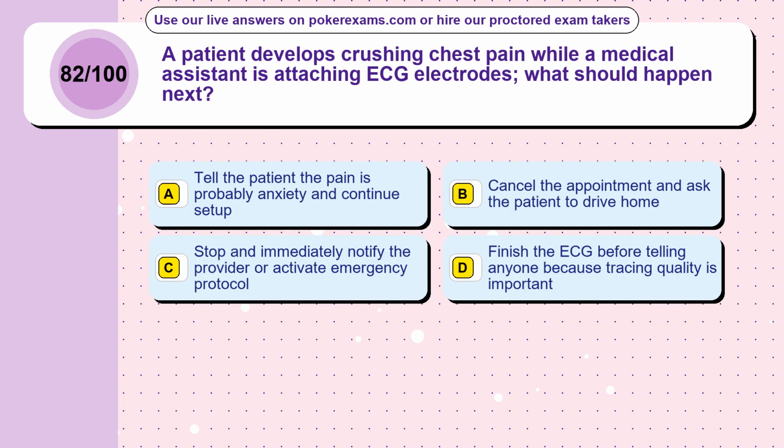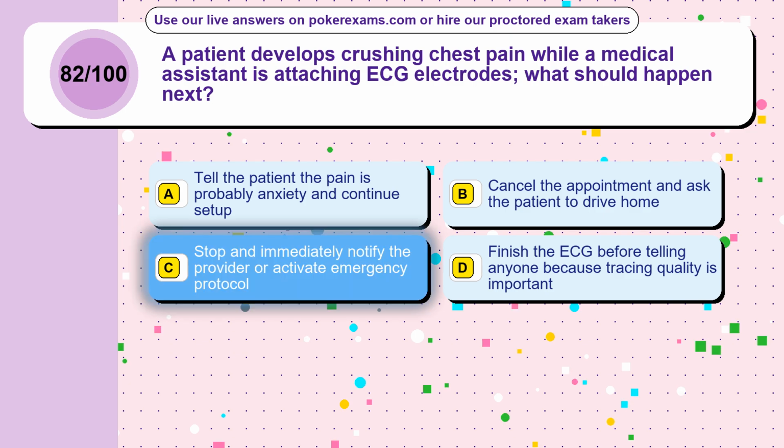Question 82. A patient develops crushing chest pain while a medical assistant is attaching ECG electrodes. What should happen next? Option A. Tell the patient the pain is probably anxiety and continue setup. Option B. Cancel the appointment and ask the patient to drive home. Option C. Stop and immediately notify the provider or activate emergency protocol. Option D. Finish the ECG before telling anyone because tracing quality is important.